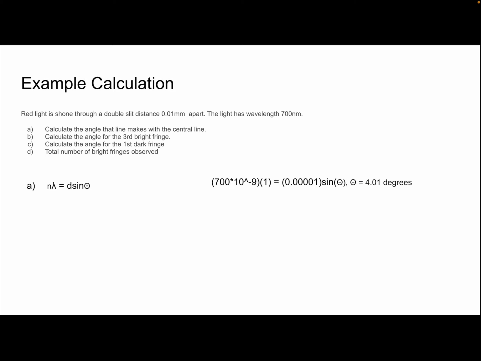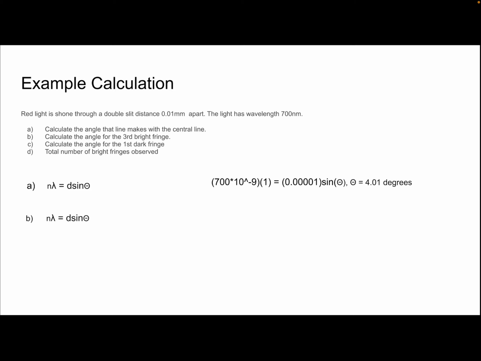And in this question, when you're trying to find the angle theta, you're going to move everything to one side, so you make sine theta equal to some number. Then you take the inverse sine of both sides, so sine inverse of that particular number, and you're going to get the degrees. So in this question, you should have got that the first order fringe is deflected 4.01 degrees from the central maxima.